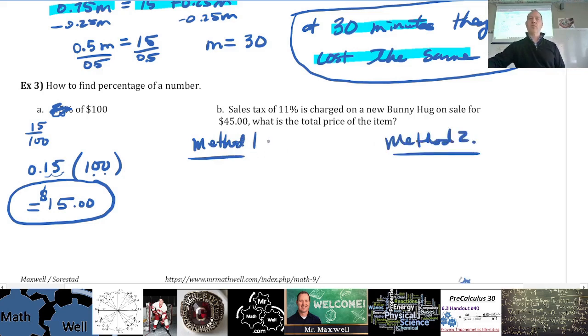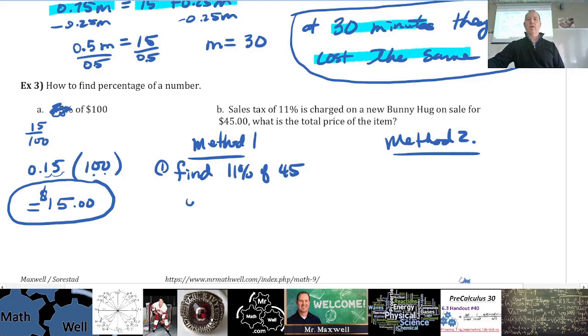One might be a little more familiar and straightforward. The other one is quicker, but not too hard to understand. So method 1 would be to find the percent, find 11% of $45 first. Okay, that's method 1, step 1.